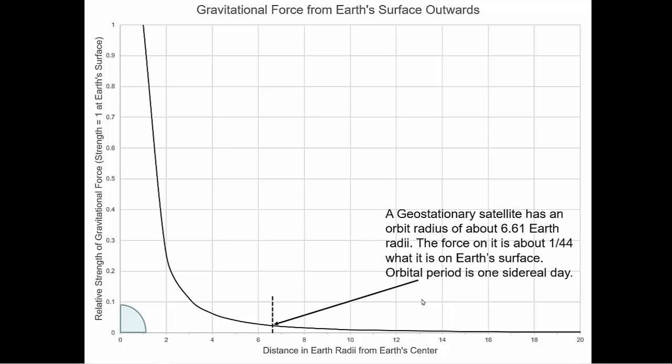A geostationary satellite. If you have Dish Network at home or one of the satellite services, you have a dish attached to your house or maybe on a post in your backyard that's aimed at one of these satellites. They're put over the Earth's equator, and they orbit with a period of 1 sidereal day. And the gravitational force on them is only about 1/44 of what it is on the Earth's surface. So gravity is definitely getting weaker with distance.